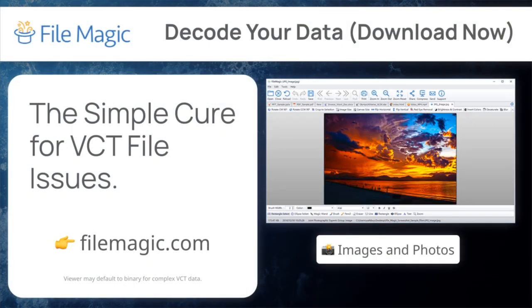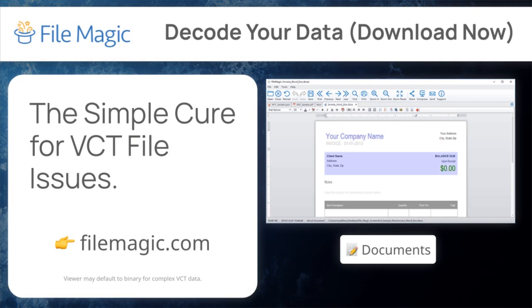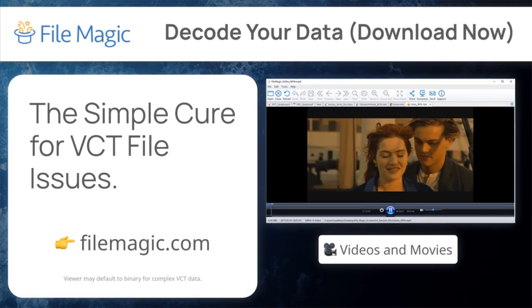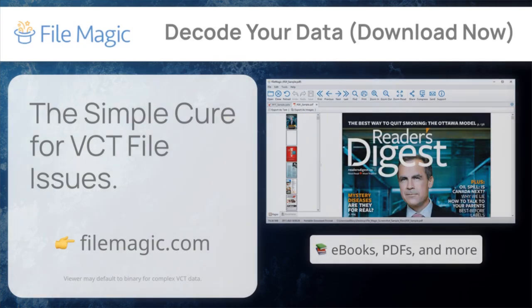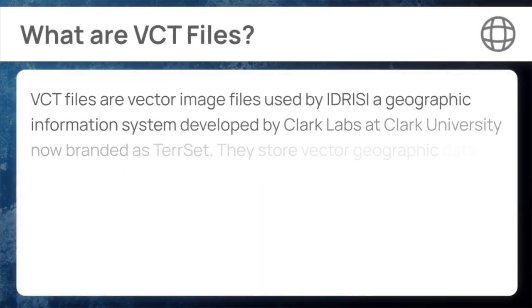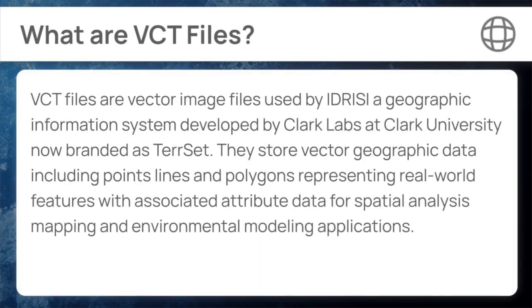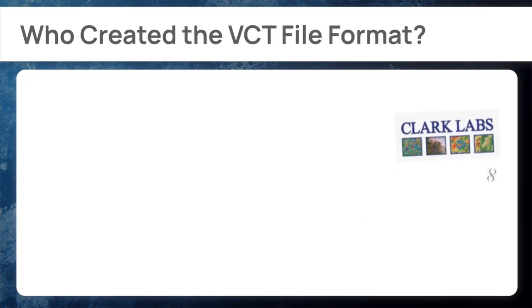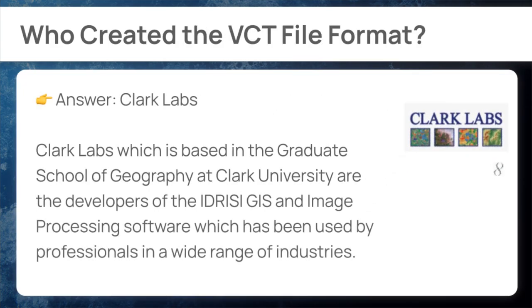This solution is entirely reliant on one powerful VCT file inspection tool that you can use for hundreds of other file issues and formats. VCT files are vector image files used by IDRISI, a geographic information system developed by Clark Labs at Clark University, now branded as TerrSet. They store vector geographic data, including points, lines, and polygons representing real-world features with associated attribute data for spatial analysis, mapping, and environmental modeling applications.